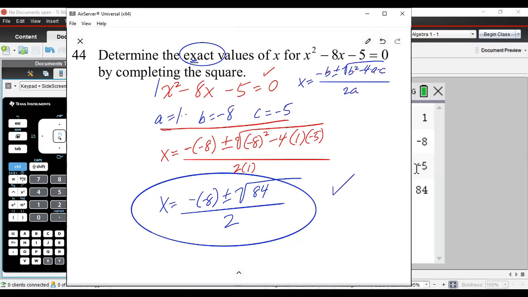All right, that's it. That's all you're doing. You just have to be able to find the coefficients and then plug them into the formula. And because they want exact and they don't want any decimals, you have to leave the part inside the square root as a number. And you don't have to simplify this. You can leave it exactly like this.